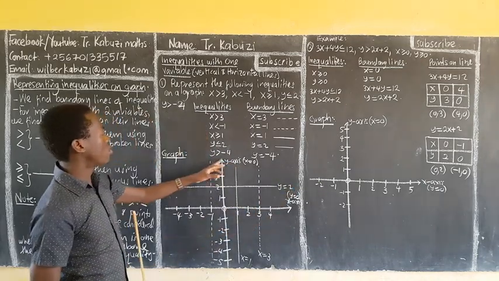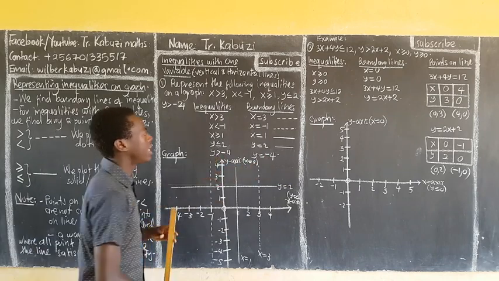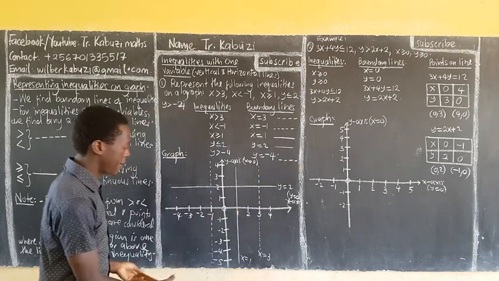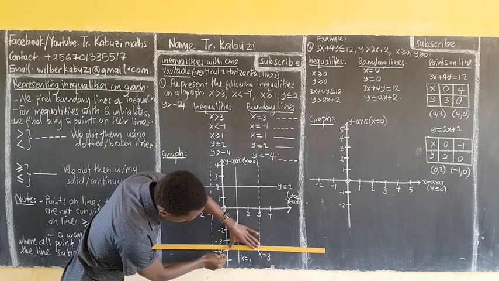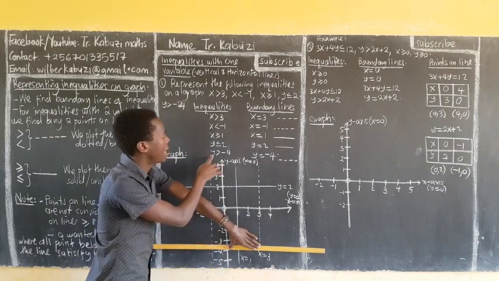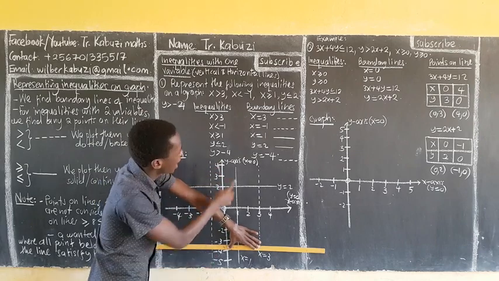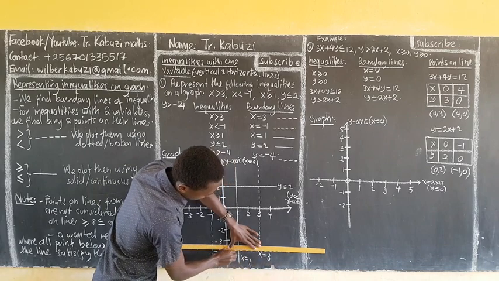When I come to y greater than negative 4, the sign is just greater than, meaning it's going to be a broken line. There is that value 4, but it's y, so it cuts the y-axis, on the negative side, and it's broken.